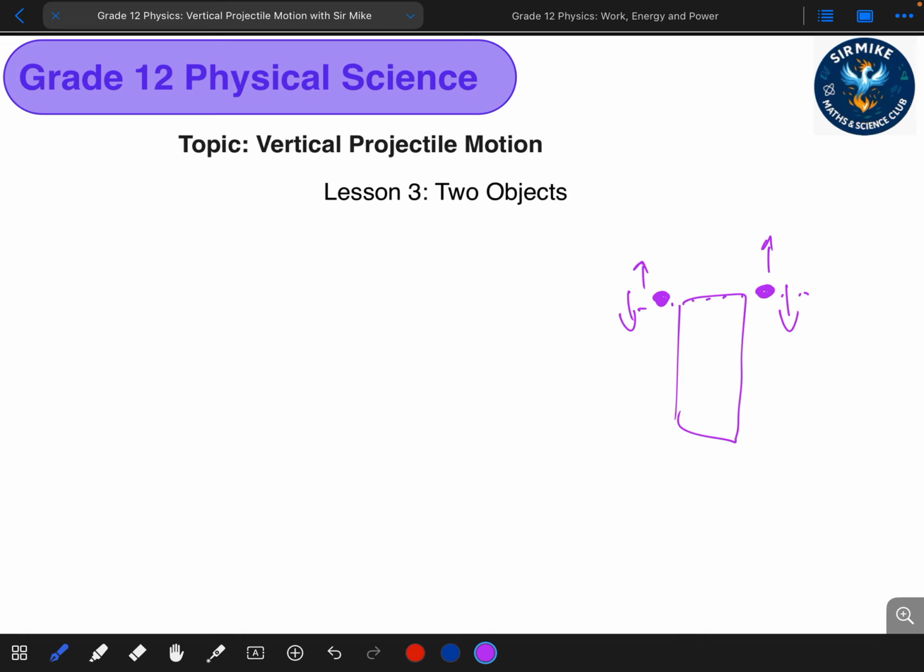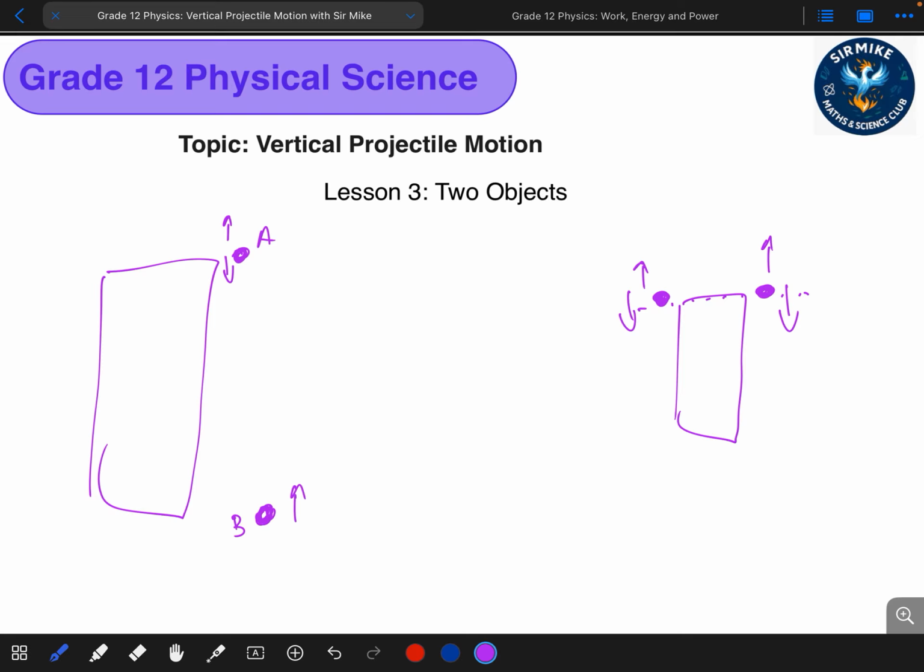So suppose we had again a building. All right, then suppose we had an object there. Let's say that's object A, and one object is projected from that position there, either upwards or downwards. And one is projected, let's say that's object B. Say object B is projected from the ground upwards.